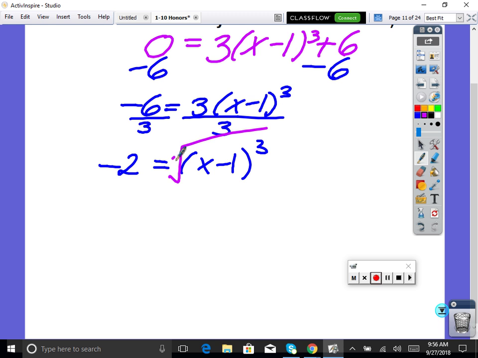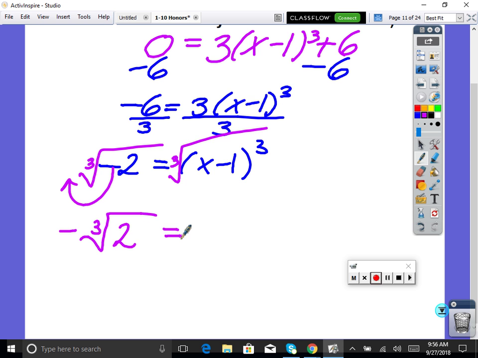Cube root. Is this a problem? Can we have a negative under a cube root? Yes, and then what will happen with that? It'll just be a negative answer, won't it? So we are going to pull out the negative because it is a negative outside. So negative cube root of 2 is equal to x minus 1. The root canceled out with the power, then what? Add 1. So we have negative cube root of 2 plus 1 equals x.